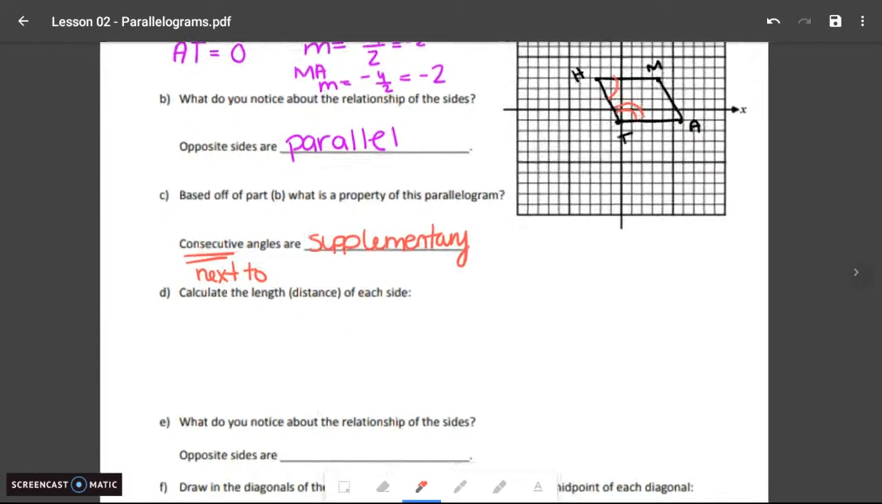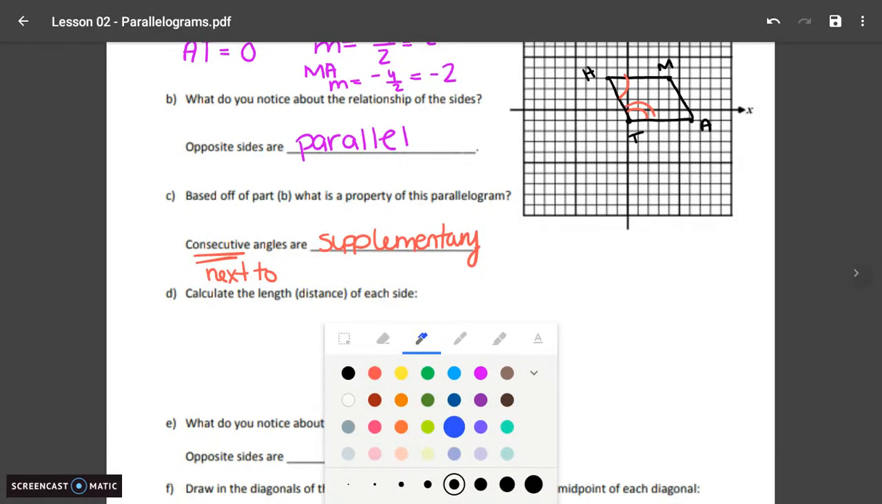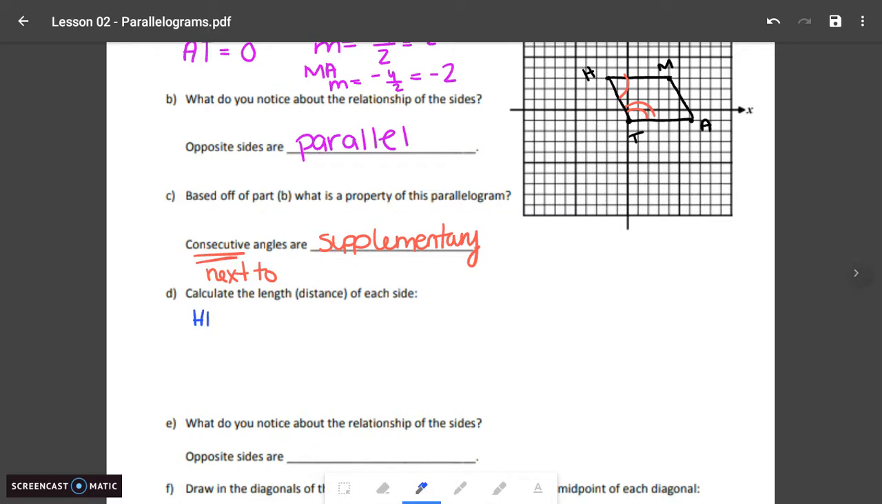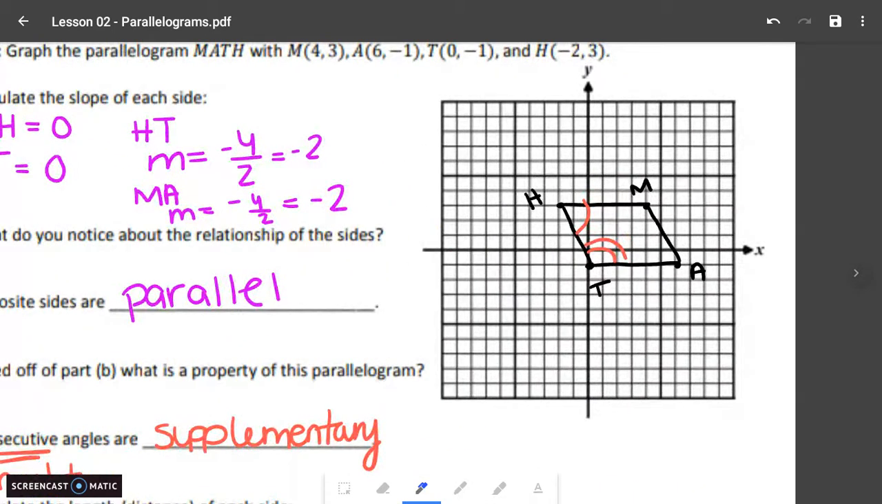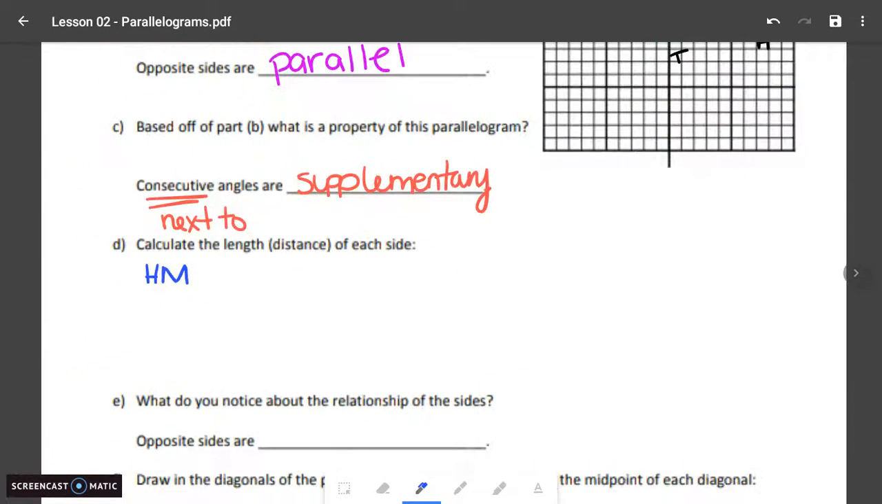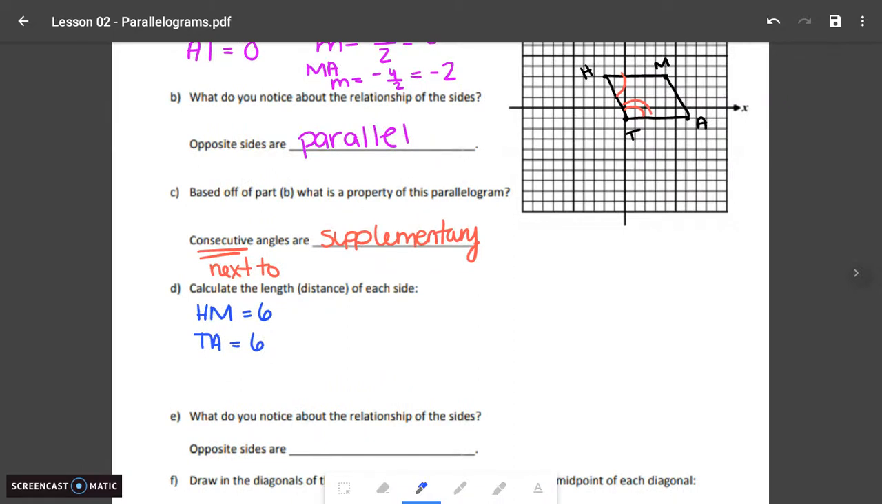Now we're going to calculate the length of the four sides. What's nice here is HM, when we calculate that length, because it's a straight line, we could just count the boxes. So 1, 2, 3, 4, 5, 6. And if we did that, the same rule applies for AT or TA. It's also 6 units. Now, because HT and MA are on a diagonal path, we do have to use the distance formula.